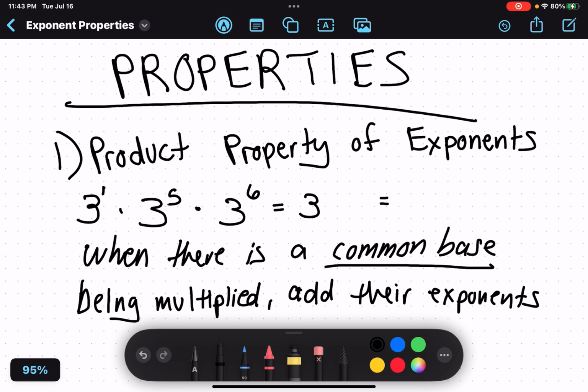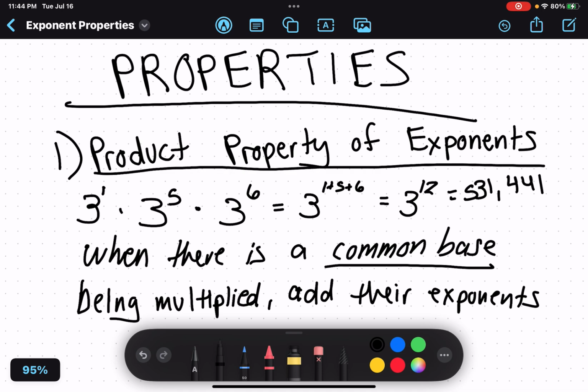So 3 to the power of 1 plus 5 plus 6. And now that would be 3 to the power of 12. Now that is a much bigger number than 3 to the power of 5. 3 to the power of 12 is actually 531,441. Pretty big number. So that is the product property of exponents.